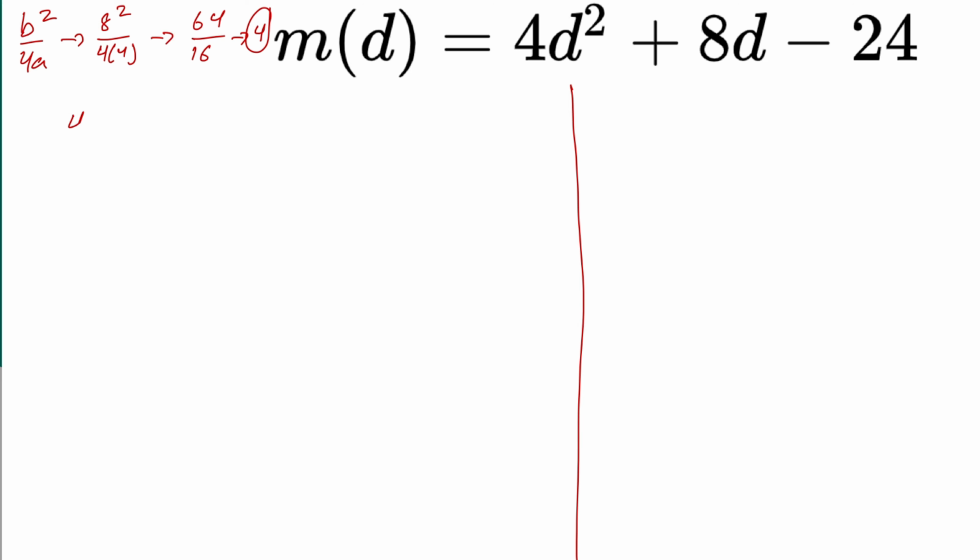So we're going to get 4d squared plus 8d. Excuse me, well, let me just redo that. Okay. I'm going to make m of d to be 0. So it'll be 0 plus 4 is equal to 4d squared plus 8d plus 4 minus 24. Okay, notice how this is where that plus 4 came in.